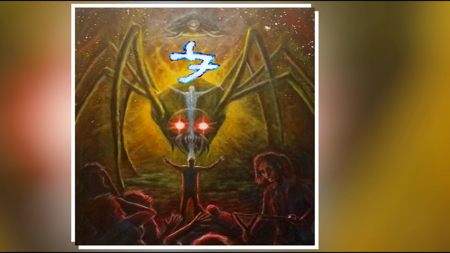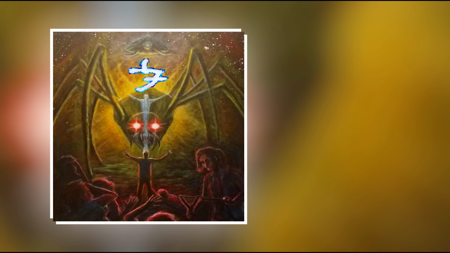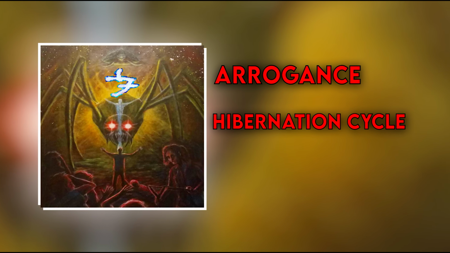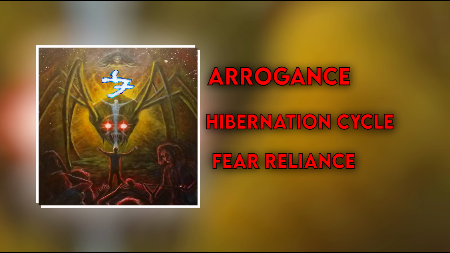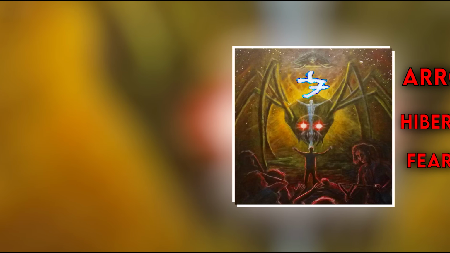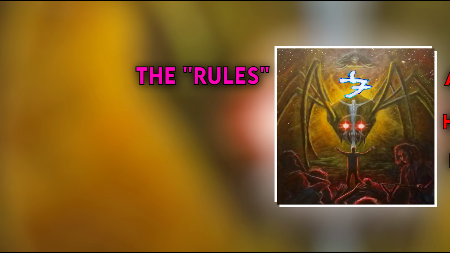Although, in addition to the core weaknesses seen in the films, such as its arrogance, hibernation cycle, and fundamental reliance on fear, the novel expands on these limitations. First, there is belief and imagination, or the rules. This is far more explicit in the novel.